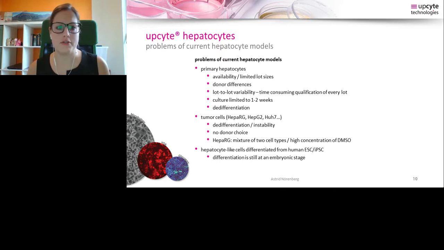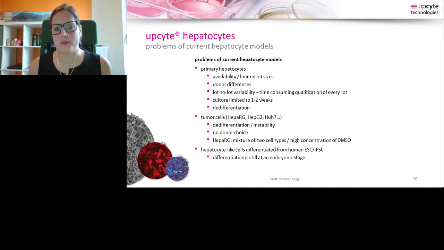On the other side, you have the tumor cells, for example, HepaRG, HepG2, which are great cell models. It's also always dependent on what you're looking for and what your output of the experiments are. But here, you don't have a donor choice. They are cancer-derived, and sometimes, for example, for HepaRG, it's a mixture of two cell types, and you also need a high concentration of DMSO in the media to actually differentiate the cells.